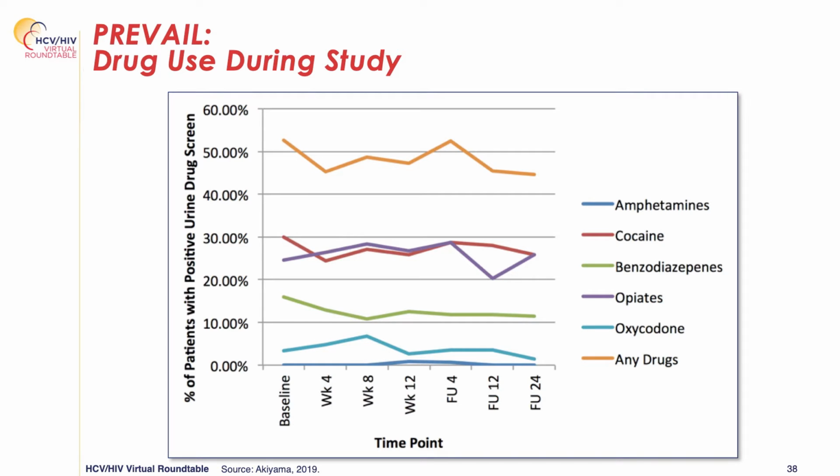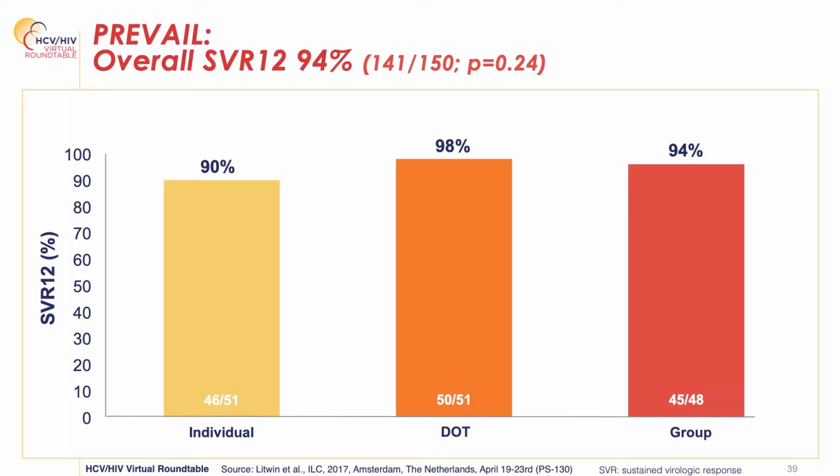And then just to show you here, if you look at this cohort, people were using drugs throughout treatment. About half are using a drug, either a stimulant or benzodiazepine or an opioid. The SVR rates were high, so again, similar to other reports, 94% total achieved a cure, and we have 90% in the individual arm, 94% in group, and 98% in directly observed therapy arm. When we looked at the analysis of just patients who received combination DAAs, it was actually 100% cure rates in the DOT. Important caveat, though, there was not a significant difference.